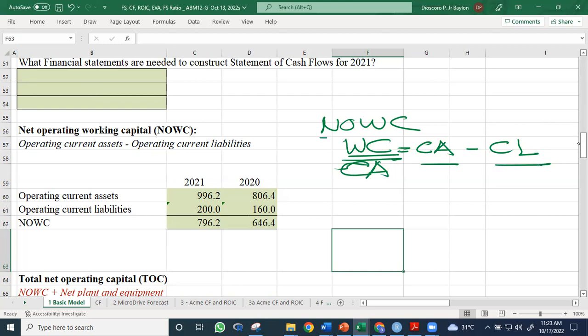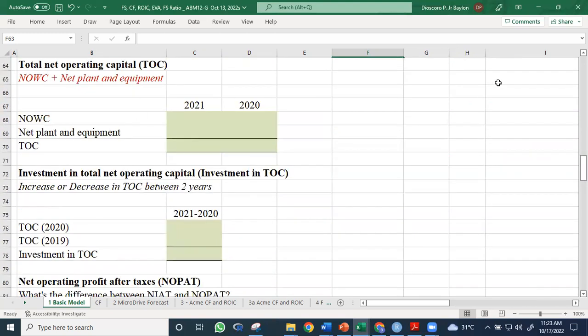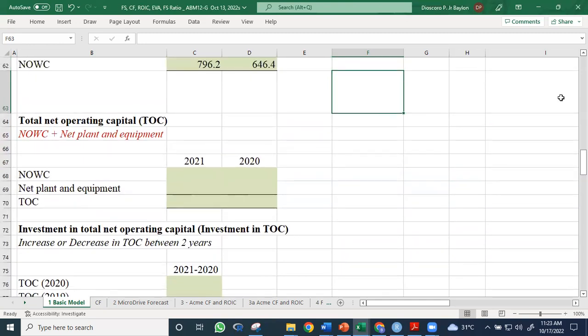On the other hand, for net operating working capital, the operating part distinguishes between current assets: operating current assets minus operating current liabilities. So that's the difference. This one is working capital, and this one is operating working capital. This is also called net working capital or working capital. Then we have your TOC, total operating capital or total net operating capital, and it's just your previous measure, your NOWC.